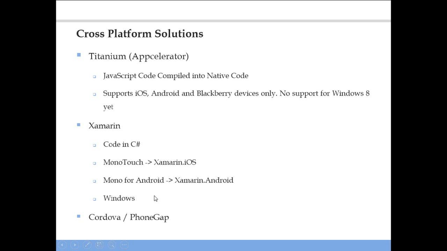For Windows, this is a free version. You can develop your applications for Windows without any licenses, but for Android and iPhone or iOS, you need a license. And last of all, it's either Cordova or PhoneGap. We'll talk more about Cordova and PhoneGap because this is really the framework that has picked up over time.